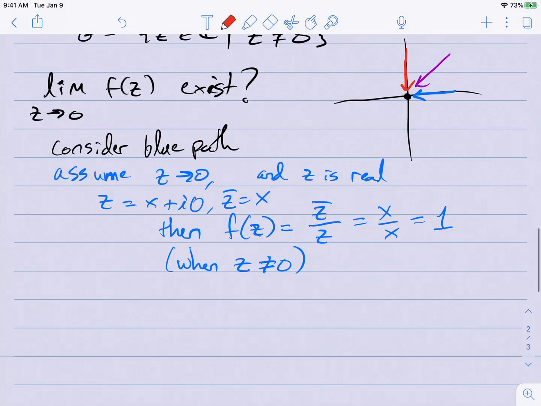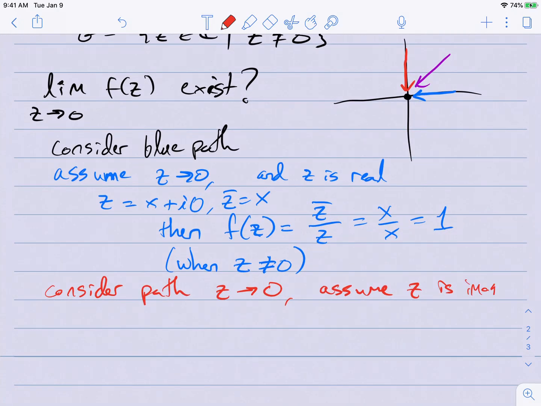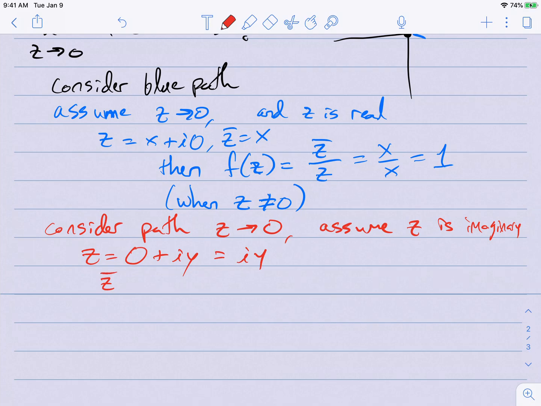What about the red path? So let's consider a path where z goes to 0. We assume that z is imaginary. In that case, z is equal to x plus iy, but x is 0 here now, right? It's purely imaginary. So z is 0 plus iy, which is iy. And z bar, the conjugate, replaces the imaginary part with its negative. So this is equal to negative iy.